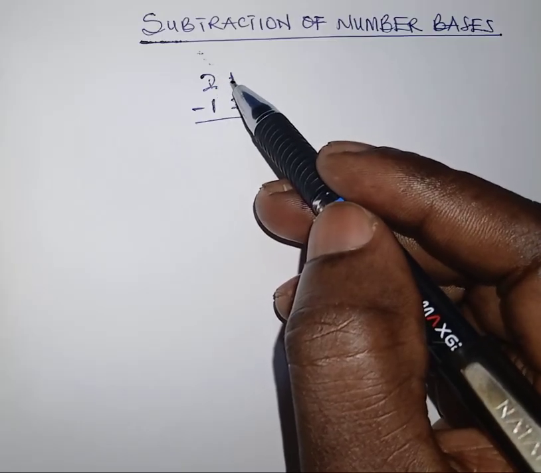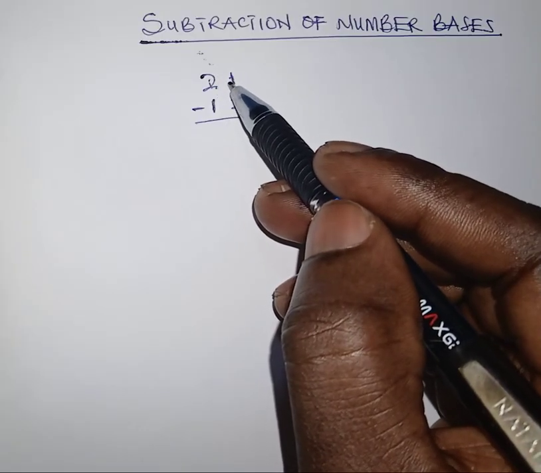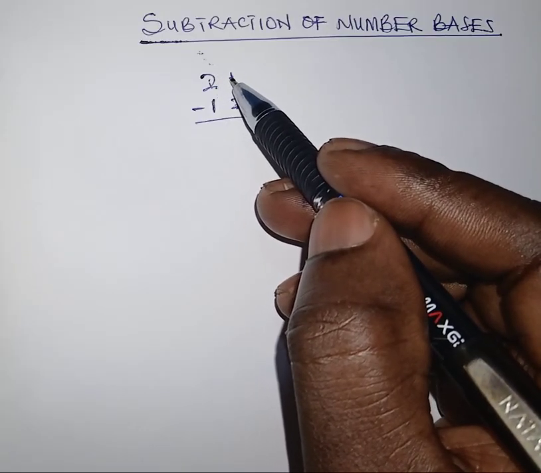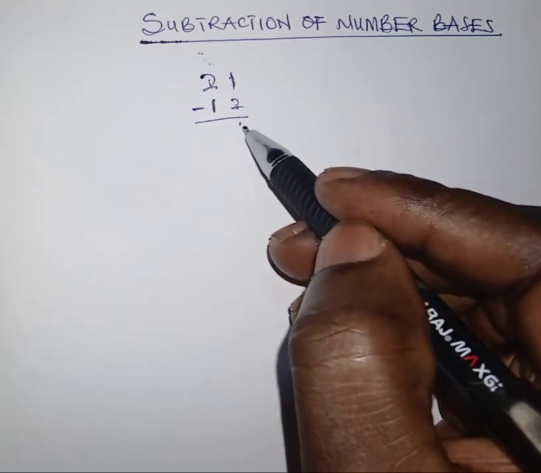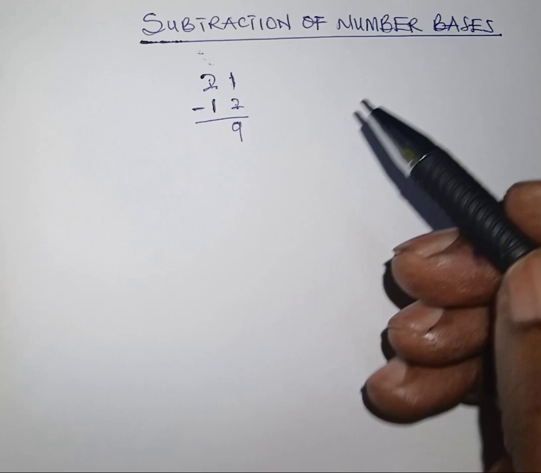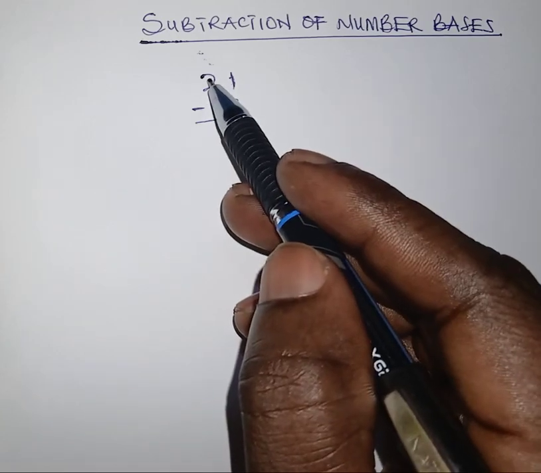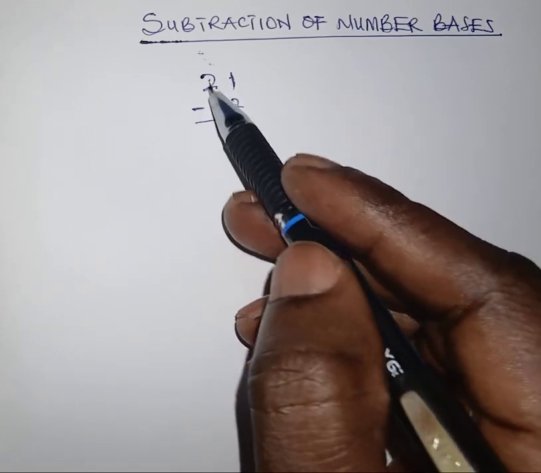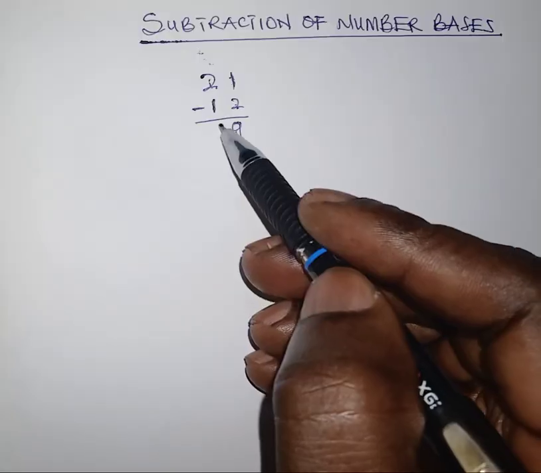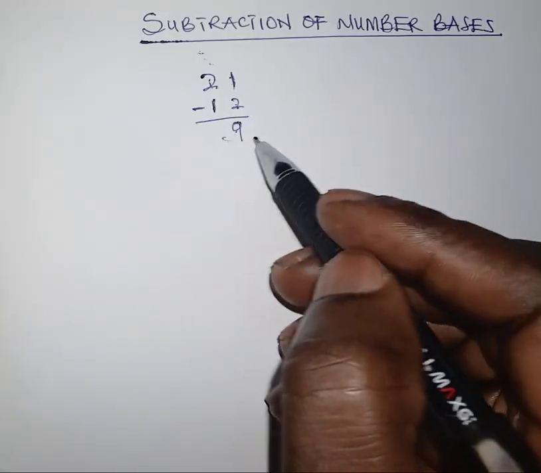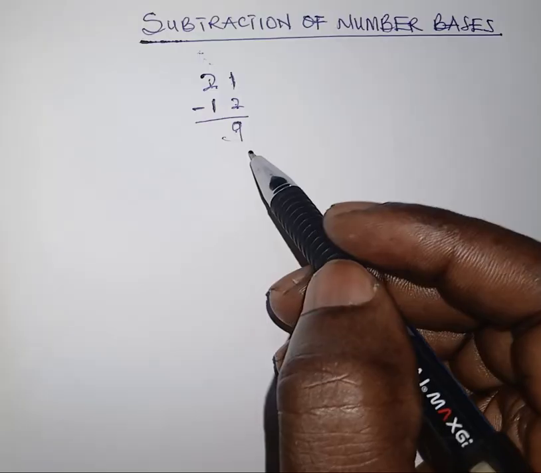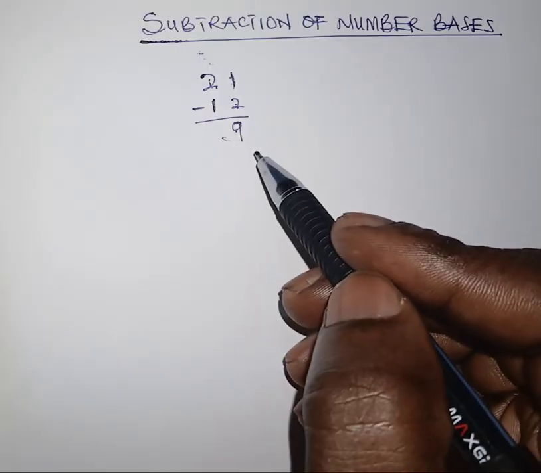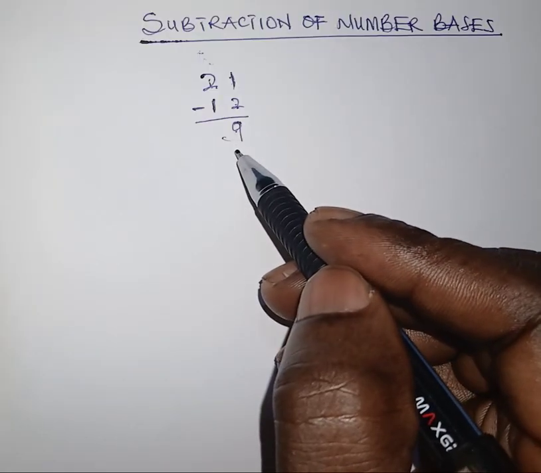So when it gets here, it becomes 10. So you add 10 to the 1 to make 11, so that when you subtract, you get 9 here, and here becomes 1. So you can't subtract again, because if you subtract it would be 0, and you can't write the 0 here. So your answer becomes 9. Now, in the case of number base, it's not done like that.